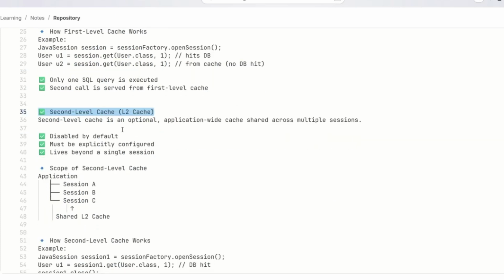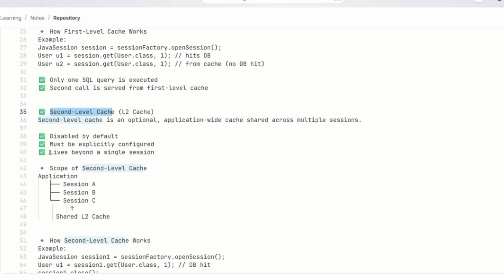So let us talk about the second level cache, that is L2. The second level cache is optional. So it is the developer's need, they can enable or disable it. This second level cache is application wide, and not associated with a session. It is disabled by default. We have to enable it by configuring some properties or adding dependencies, and it must be explicitly configured. If we want a second level cache, we have to explicitly configure it. There are some tools I will show you later.